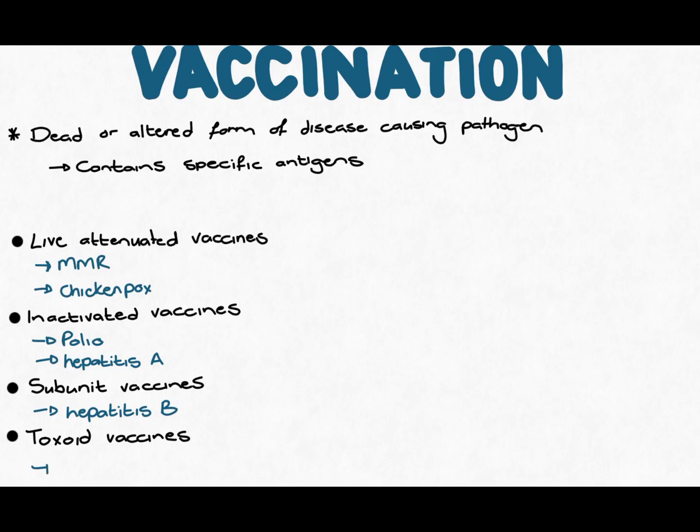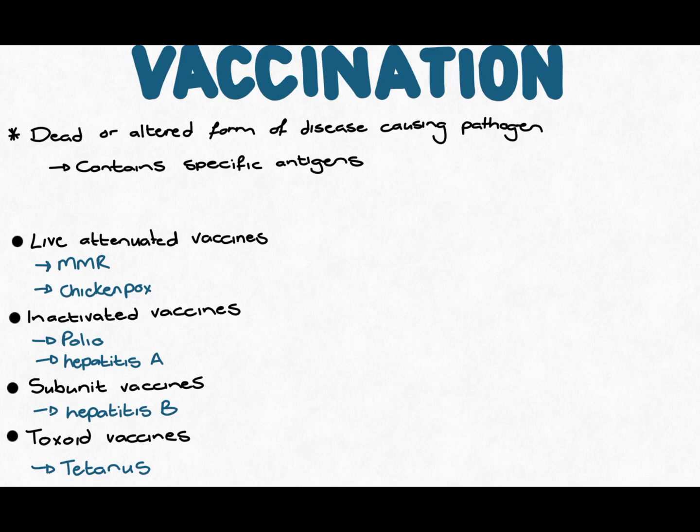Now, the way they do this is actually very interesting. As an example, they'll take the tetanus toxin from the bacteria and then treat it with a chemical like formalin to make it harmless. So this then creates a toxoid. This toxoid is then injected into the body as a vaccine.